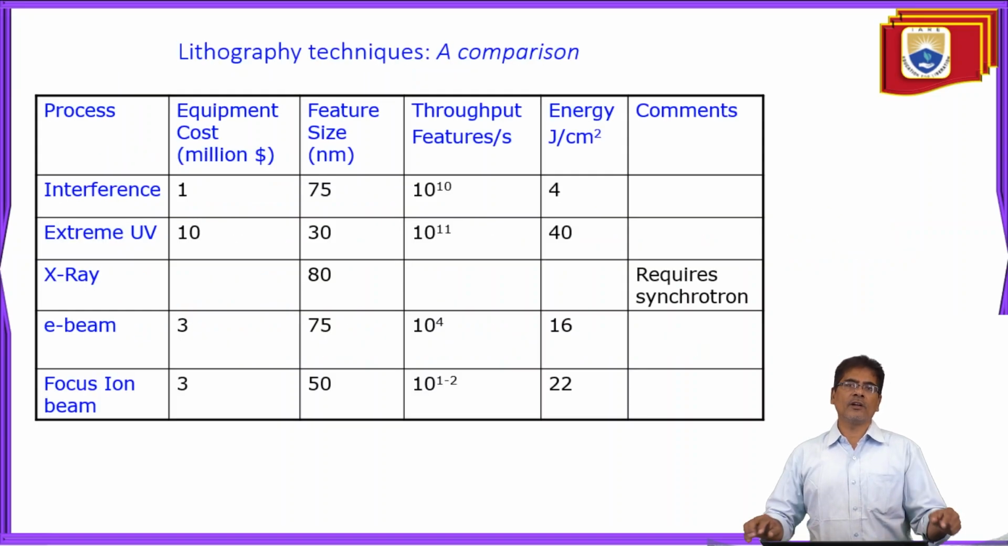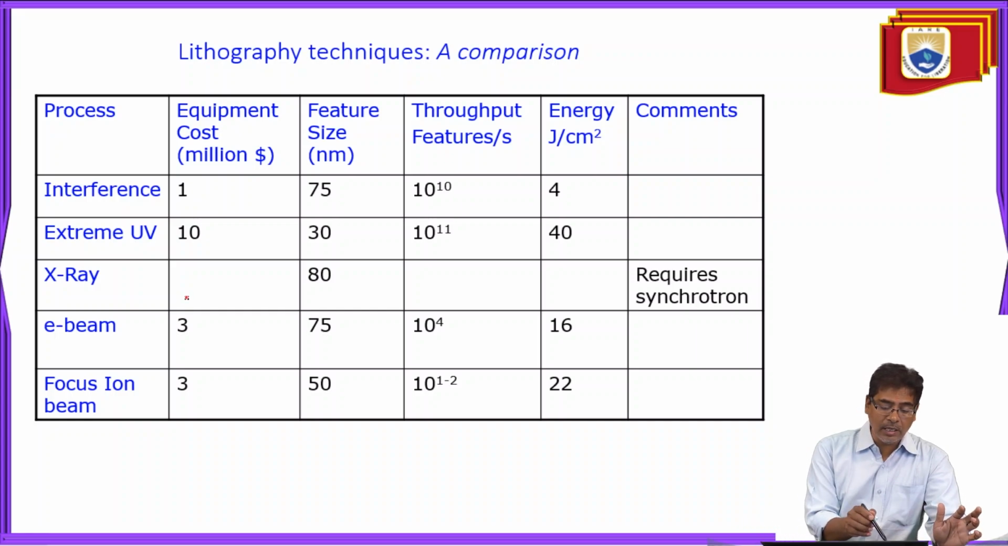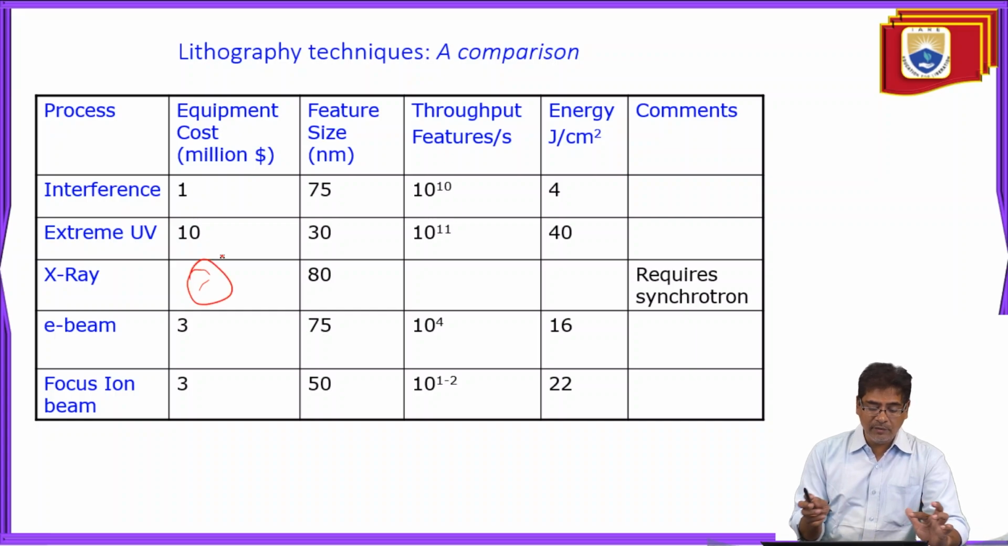If we use the lithographic techniques, just as a comparison, we can see interference, extreme ultraviolet, X-ray, e-beam, and focused ion beam. The equipment cost in millions of dollars: interference is 1 million, extreme UV is 10, e-beam is 3, focused ion beam is 3, and the X-ray equipment cost is missing, and we will see that.